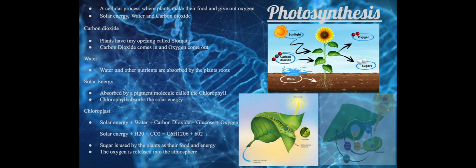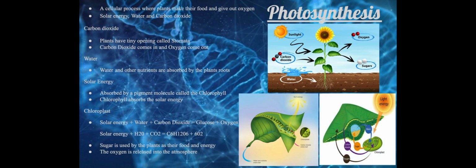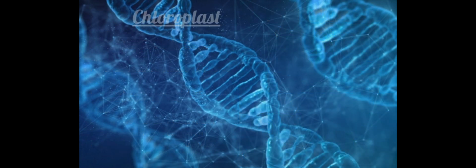With solar energy, it is also absorbed, but with a pigment molecule called chlorophyll, which is inside the chloroplast that I'll get to in a sec. Now the chlorophyll is what absorbs the solar energy. In the chloroplast, it takes solar energy, water, and carbon dioxide and turns it into glucose and oxygen. The glucose is used by the plant as food and energy, and oxygen is released into the atmosphere. Now let's dive into the chloroplast.